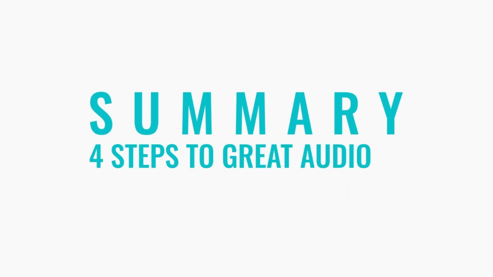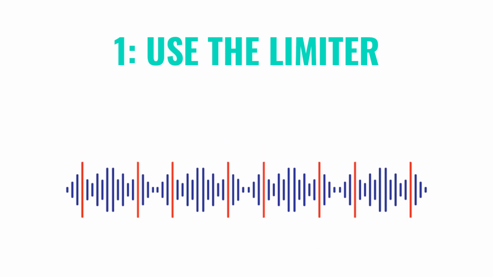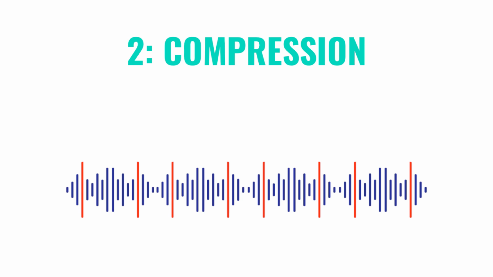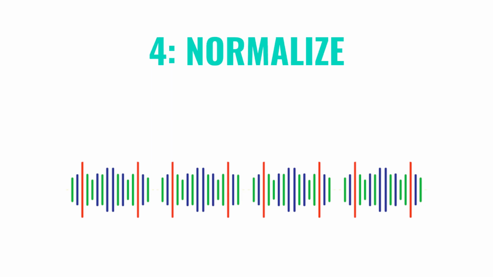So, let's summarize the steps that are worth doing with your recordings. First, if you have any volume spikes, get rid of them with the limiter. Second, use the compressor to add an evenness to your voice. Third, use noise reduction to reduce any background hiss. Apply more than once if needed. Fourth, use Normalize to give everything a good volume.